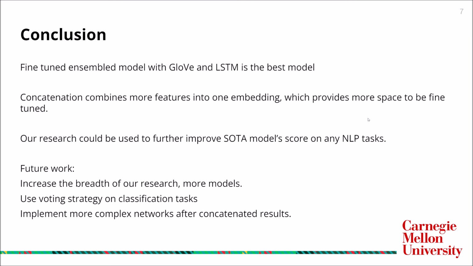Some future work that we can think of: in the future, we can further increase the breadth of our research by introducing more models to concatenate. If time permits, we can even use a voting strategy on classification tasks. Lastly, because we have seen large improvements with training just a shallow network, which is one linear layer, we're excited to see the results if we implement more complex networks after the concatenated results.